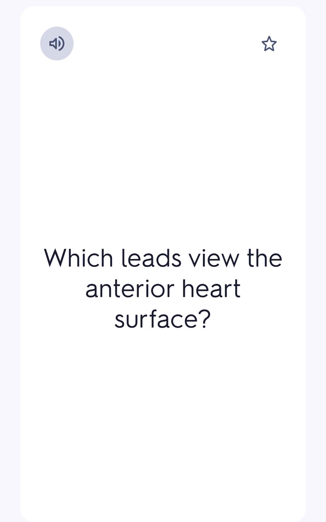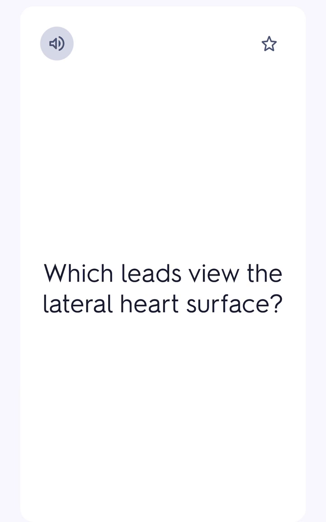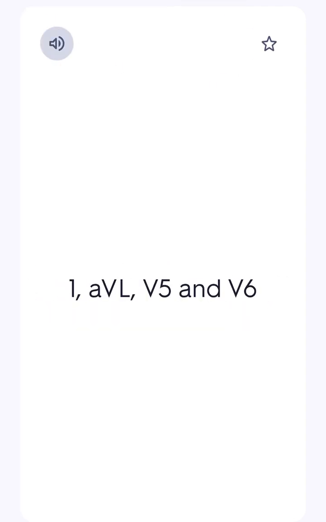Which leads view the anterior heart surface? V3 and V4. Which leads view the lateral heart surface? 1, aVL, V5 and V6.